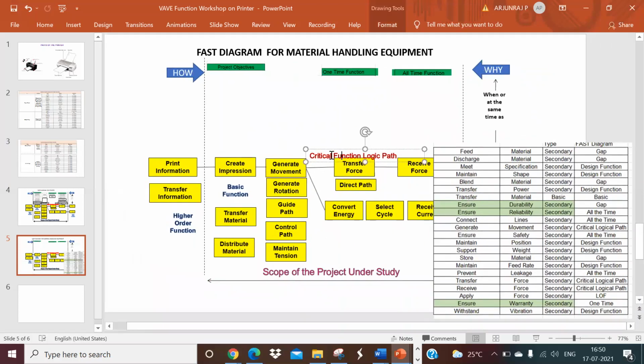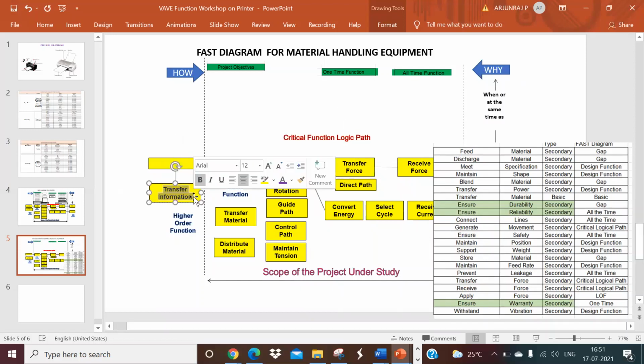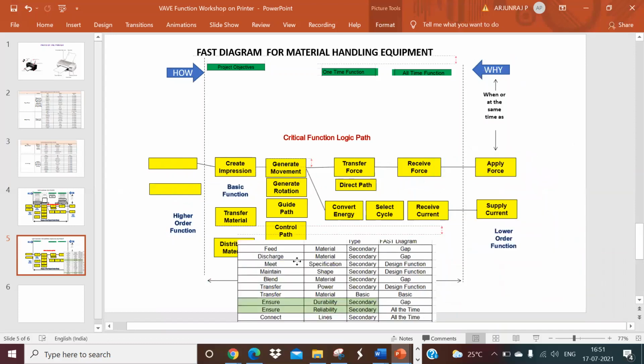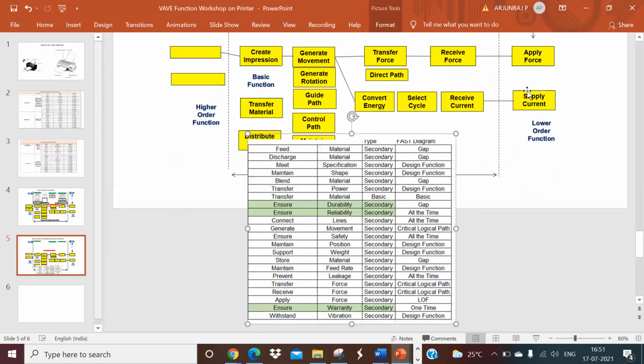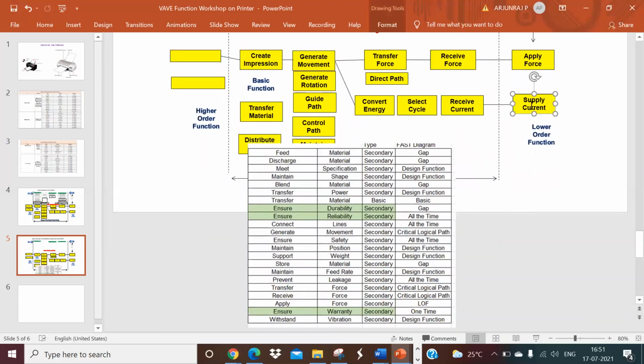Now this is the critical logical part. So we know that this is the higher order function, and we need to fill all these things now. That is where you need to fill all these things.